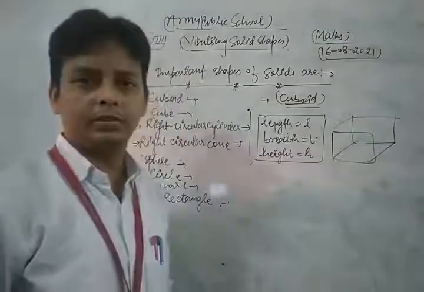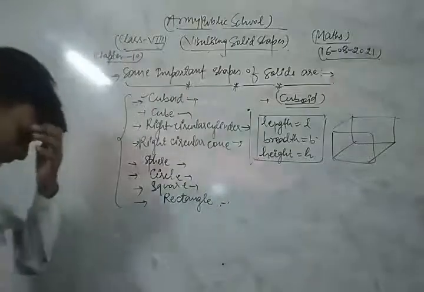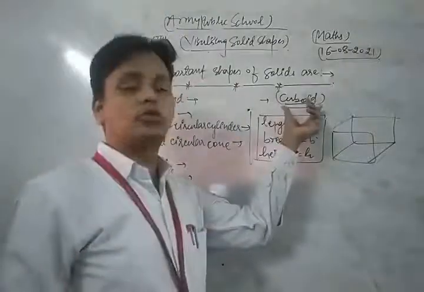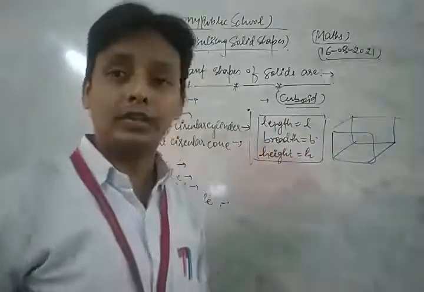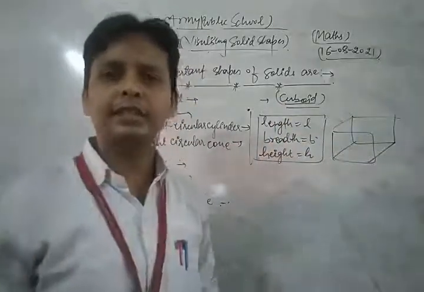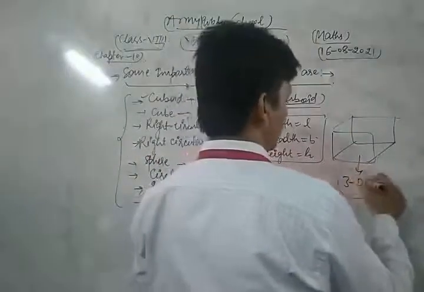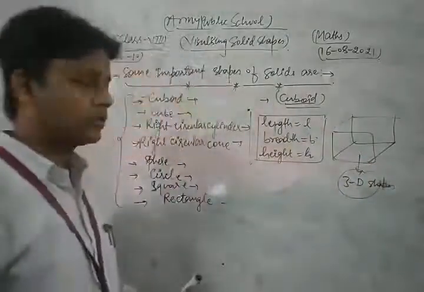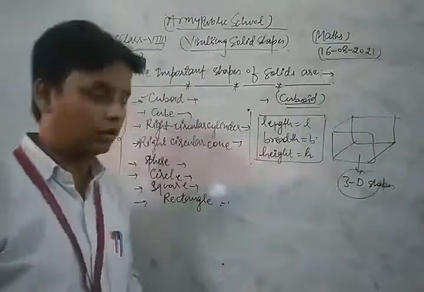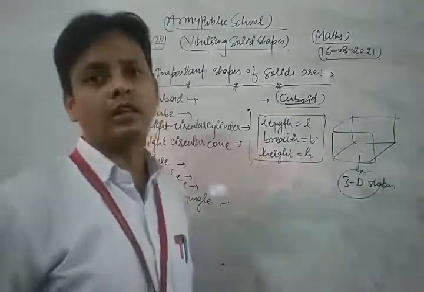Dear friends, in the shape of a cuboid there are three important things: the length, breadth, and height. The cuboid is a three-dimensional model, a 3D shape. Now the concept of the cuboid is clear. Now we are going to discuss some important formulas related to this topic.